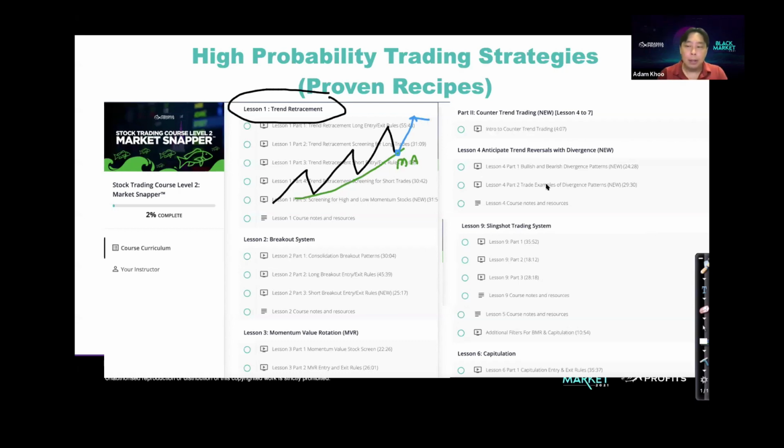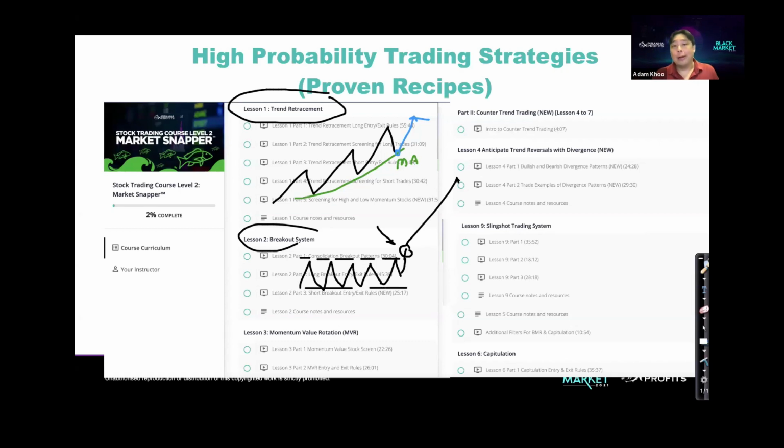Okay. Now, the breakout system is different. This one is used when the price is in a consolidation and we enter as it breaks out of the consolidation. The price is going sideways, like coiling a spring, right? So it's going sideways, sideways, and then we wait for the price to break out of the consolidation. That's when we buy to ride the new trend up. So that's called the breakout system, and it's got different rules from the trend retracement.